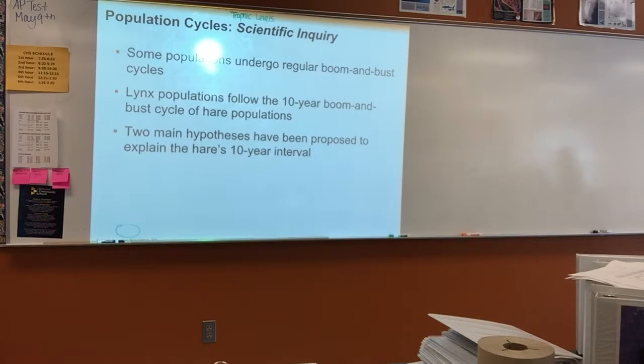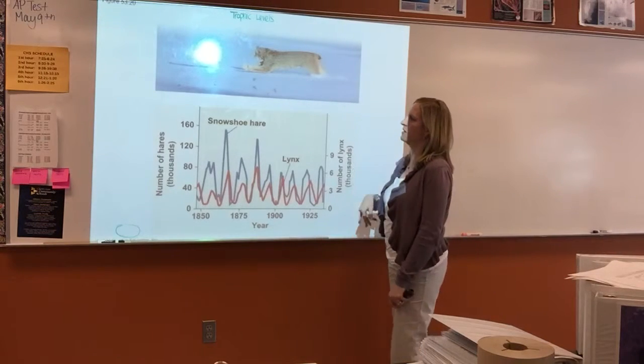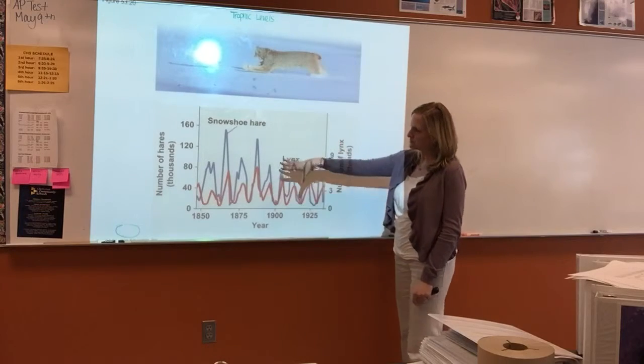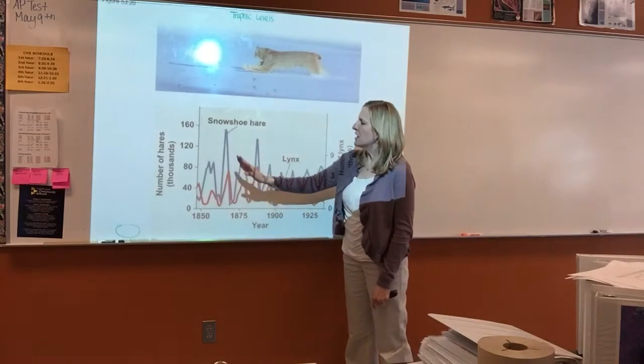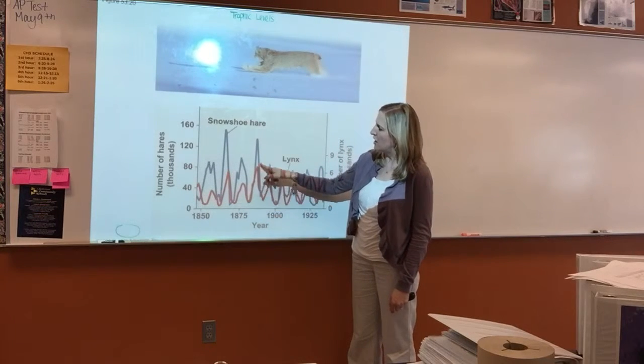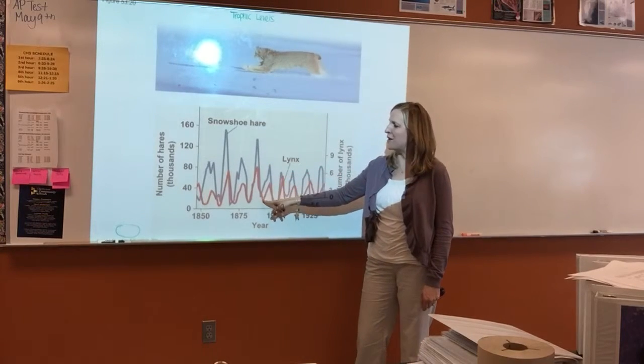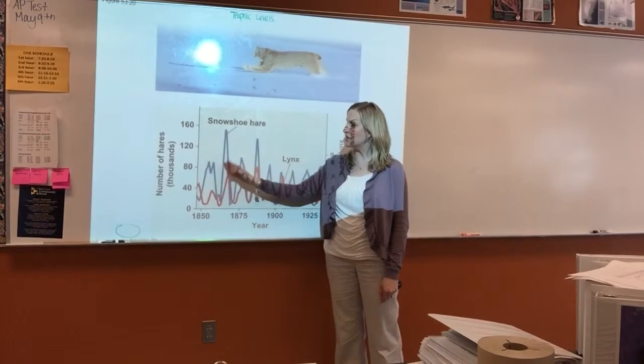And then there were a couple of hypotheses to explain the hare's 10-year interval as well. They both have a 10-year boom and bust cycle, which is what this graph shows. At the top is your lynx and the snowshoe hare trying to get away from the lynx there. When we look at the lynx, we see a 10-year cycle of this boom and bust. The boom part is the upward part, and the bust is going down. If you look at the lynx, it follows the snowshoe hare.